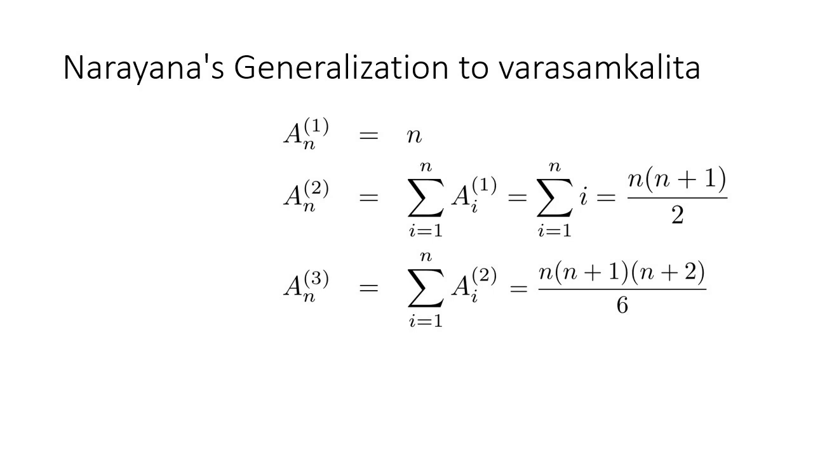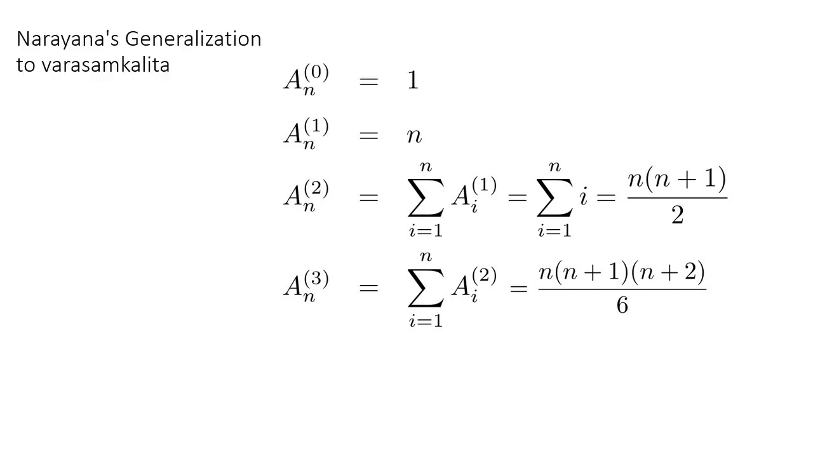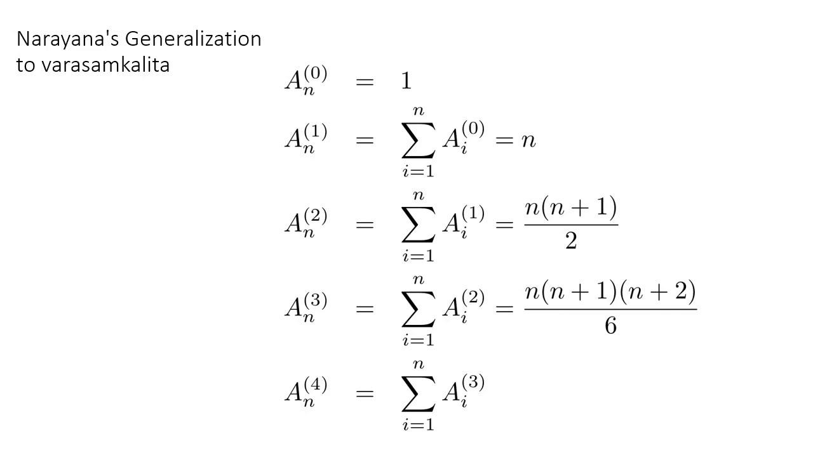Now, instead of defining a_n1 as n, you can define a lower level sequence a_n0 equal to 1, and then define a_n1 in terms of a_n0 by the similar idea of partial sums. It's easy to see that a_n1 is nothing but n, because a_i0 being always 1, you sum the number 1 n times. So 1 plus 1 plus 1, n times, gives you n. So a_n1 is n.